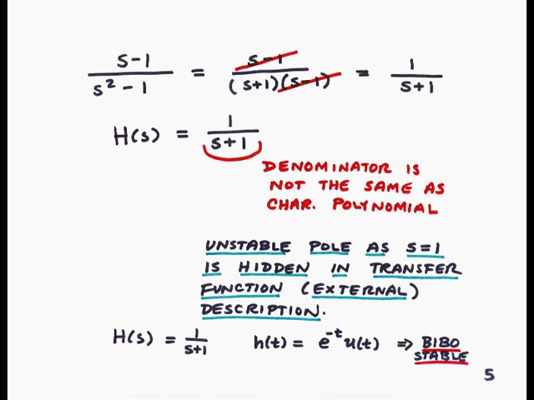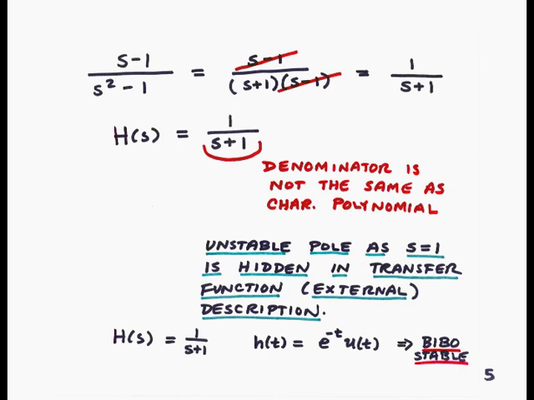The denominator of the transfer function is not the same as the characteristic polynomial. What's happening here is there's an unstable pole at s equals 1, and it is hidden in the transfer function, the external description.